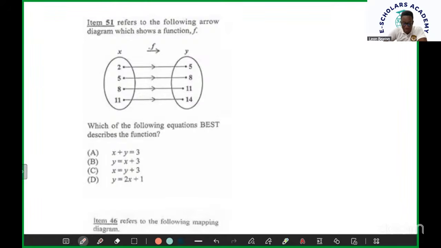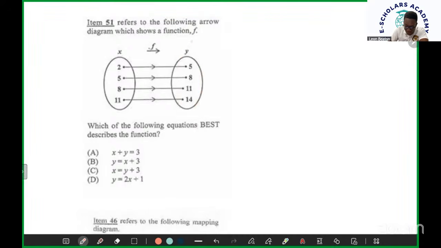Next one, item 51. This is a different year in which they brought back a similar question as well. Item 51 refers to the following arrow diagram, which shows a function f. Which of the following, with best in all caps, describes the function? So let's see.